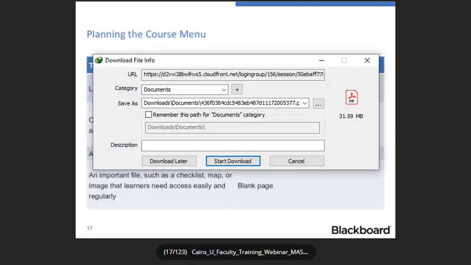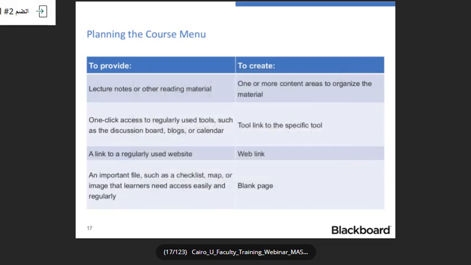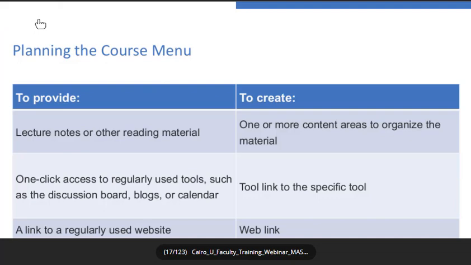But one of the best practices to help you plan for the course menu is to think, what do you need to provide, okay, and how to provide this on Blackboard. Like for example, if I need to provide lecture notes or other reading materials to my students, then I need to create what we call a content area. Content area is a special area which allows you to add different contents and materials. If I need, for example, to provide a link to a regularly used website, then I need to create a web link. If I need to give my student one-click access to regularly used tools like My Grades or calendar or discussion board, then you need to use a tool link.